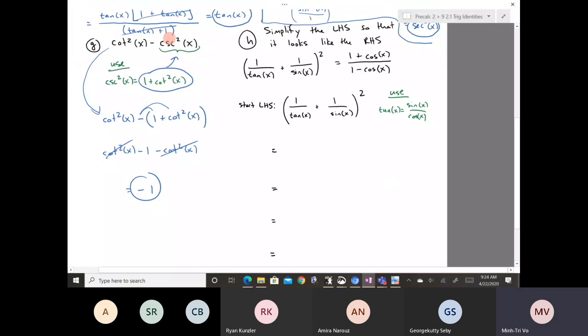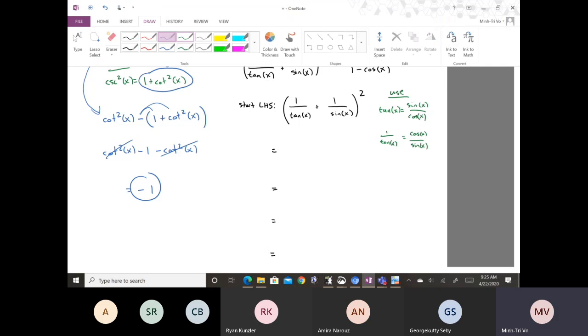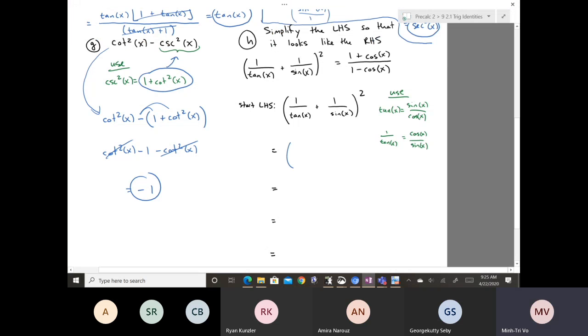But this is 1 over tangent, right? So that means that 1 over tangent is the reciprocal. So to save some space, I'm just going to do this in one go. Tangent is sine over cosine, but 1 over tangent is the reciprocal, right? So 1 over tangent is cosine over sine. Okay, so that's what I'm using here. Right, so this becomes cosine over sine.